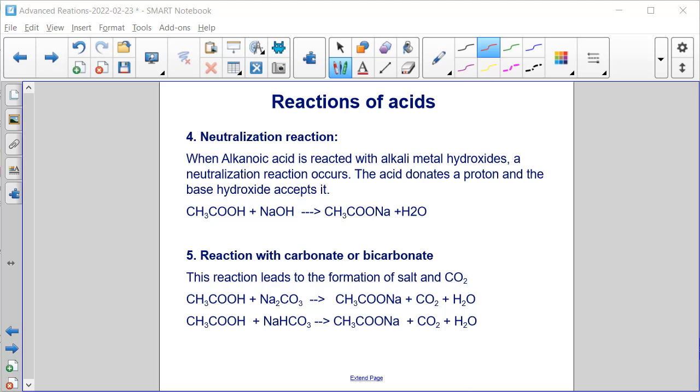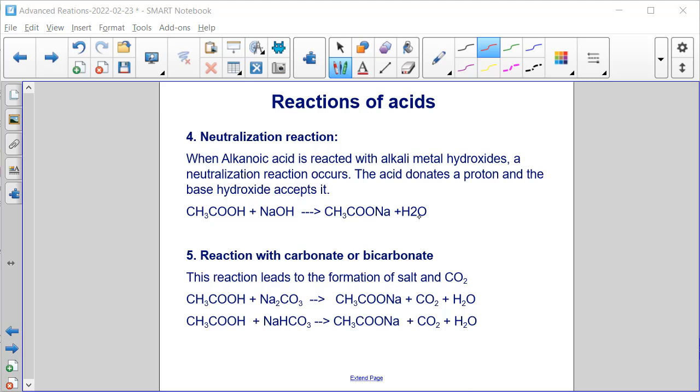The fourth kind of reaction that acids can undergo are neutralization reactions. So when an alkanoic acid is reacted with alkali metal hydroxides, like you see in the reaction below of CH3COOH with sodium hydroxide NaOH, the acid donates a proton. It donates this H plus proton. And the base, the hydroxide on the base, accepts it. So we end up with the sodium salt and water.